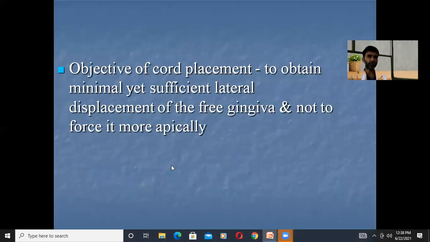Objective of cord placement: to obtain minimal yet sufficient lateral displacement of the free gingiva and not to force it more apically.